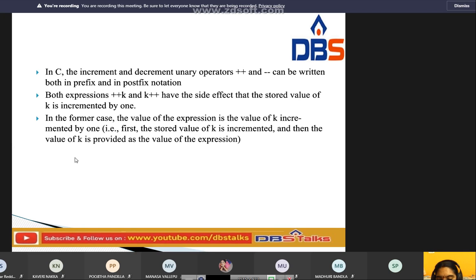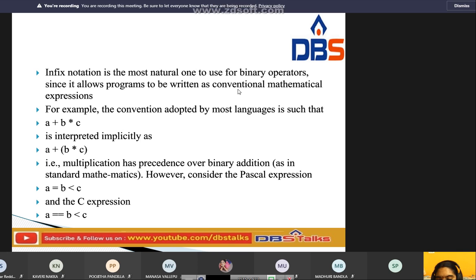Next, infix notation. It is the most natural one to use for binary operators. It allows programs to be written as conventional mathematical expressions.